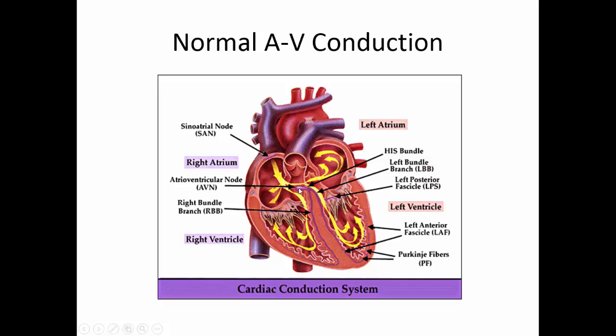Once it enters the AV node, it will go down through the bundle branches located in the septum of the heart and then depolarize the ventricles. So it starts in the upper right of the heart and extends down to the left. It's kind of the general pathway of the depolarization through the heart.